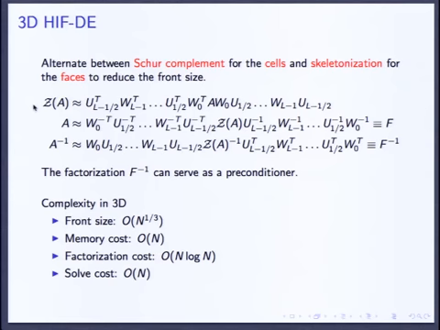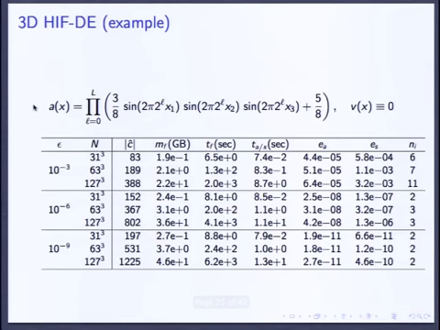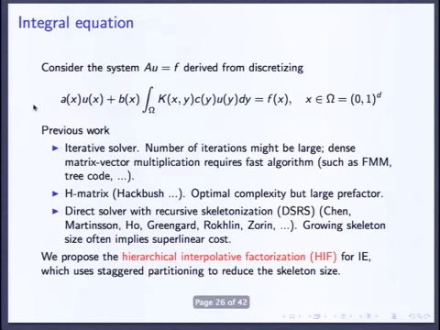The factorization cost turned out to be n log n, slightly higher than linear, but much better than the n squared cost of the standard nested dissection method. And also, the solve cost is linear. So this is a 3D example. And again, you see that every time we double the degrees of freedom, roughly by a factor of 8, the memory cost, the factorization cost, and the running time also increase by a factor of 8 to 10. So I'm going to quickly go over the integral equations.